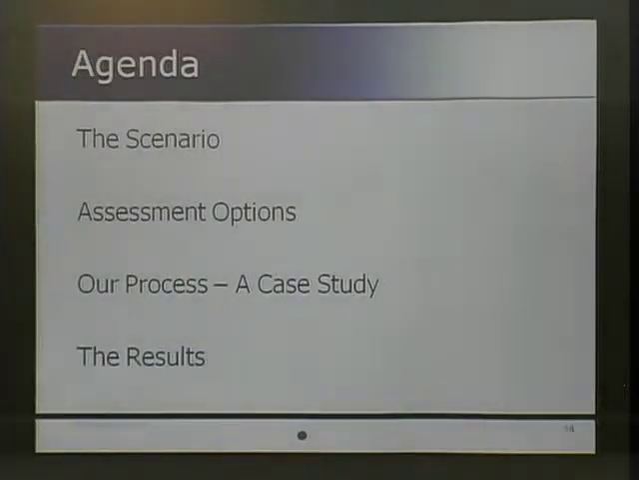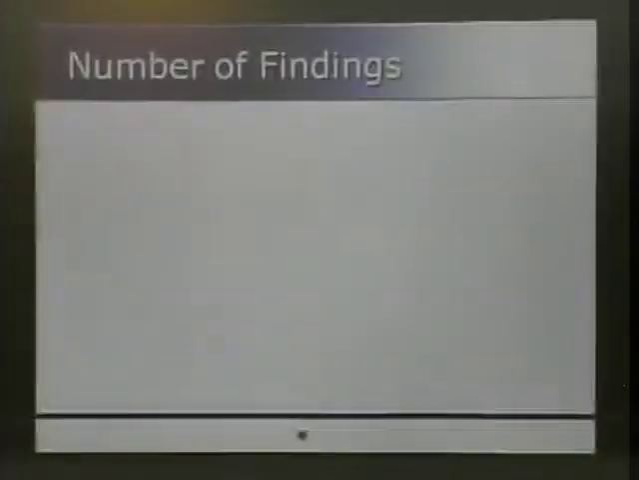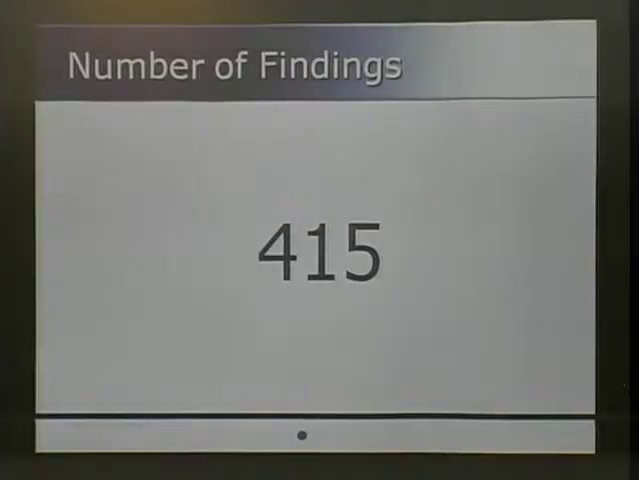Okay, the results. Still nervous. How many findings do we have? Any guesses? So, unauthenticated scans. Well, valid findings, valid after revalidation. A little less than 6%. We had 415 findings.